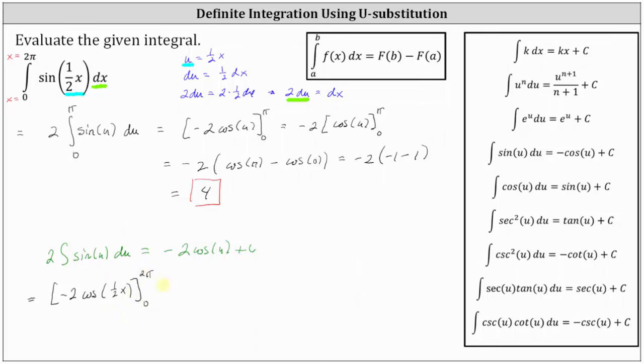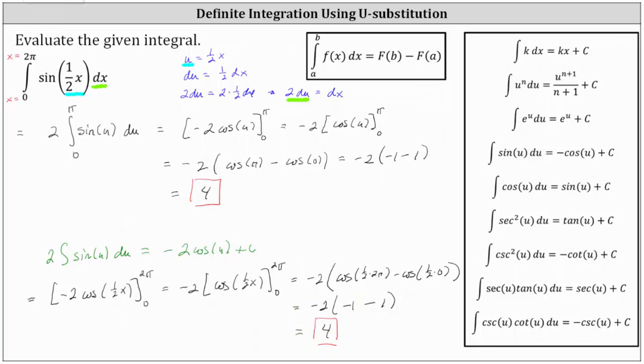And let's just show we get the same result. Factoring out the negative 2 first. We would have negative 2 times the quantity cosine of 1/2 times 2 pi minus cosine of 1/2 times 0, which gives us negative 2 times the quantity. Well, here we have the cosine of pi, which we know is negative 1, minus cosine 0, which is 1. And of course, we get the same result. Negative 2 times negative 2, which is positive 4.